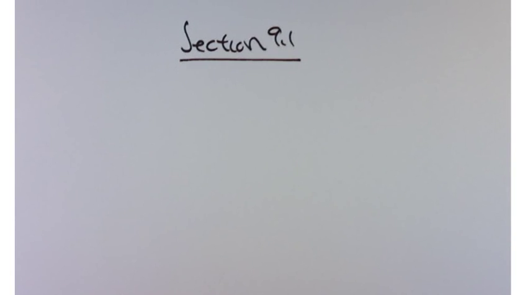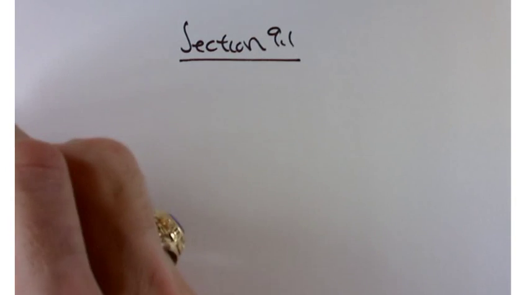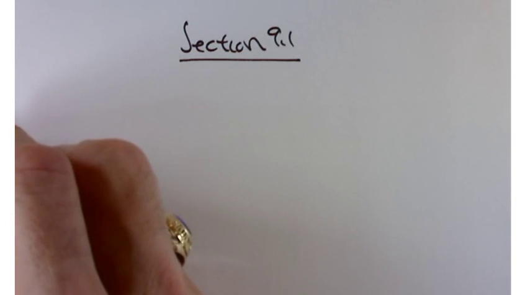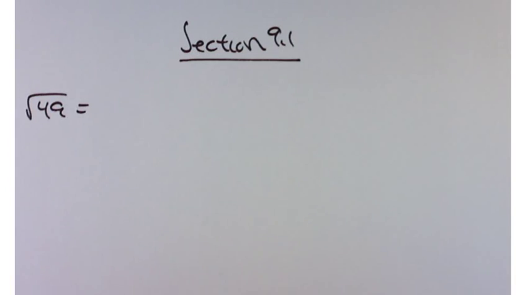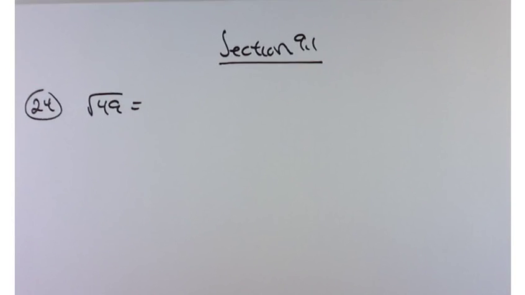So in section 9.1, we're going to discuss radicals and radical expressions. We're going to go a little bit beyond what you might be used to. Now, I think most of us are comfortable with radicals to the point that if I gave you the square root of 49, you could figure that out, probably without taking out your calculator or looking at the left-hand side board.